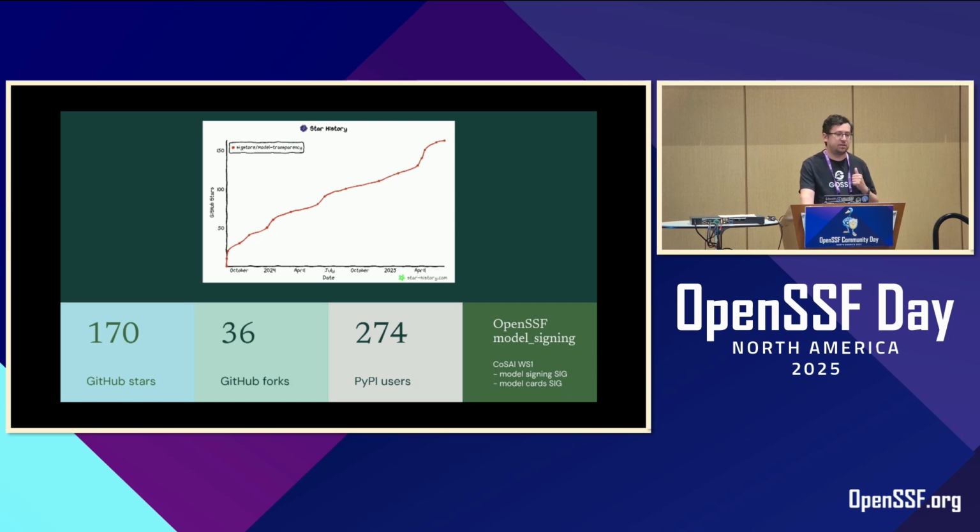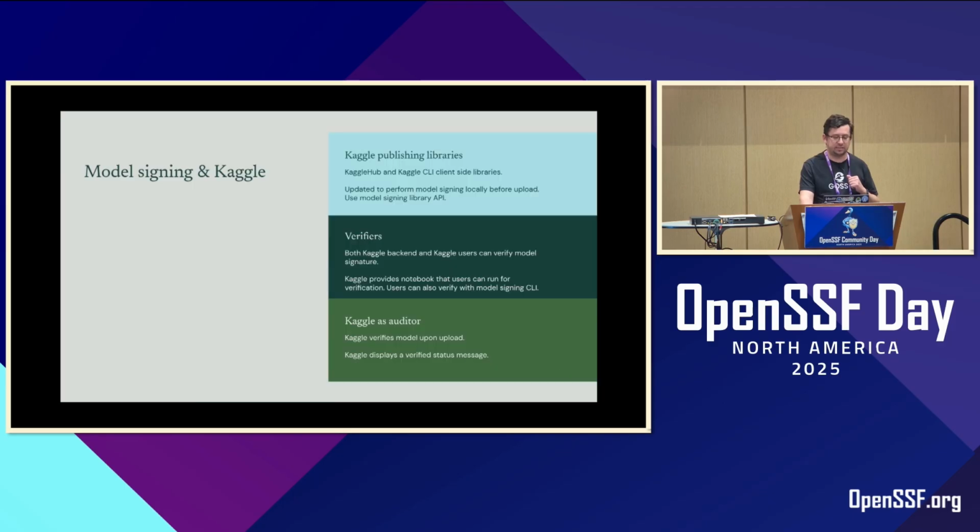We have released a library for model signing in April, and we have all of the statistics right now. We are working on model signing under two different organizations. Under OpenSSF, there is the model signing working group, the model signing project. And under the Coalition for Secure AI, we have work streams to improve and extend the model signing. There is the model signing SIG and the model cards SIG. And now let's move on to the Kaggle side.